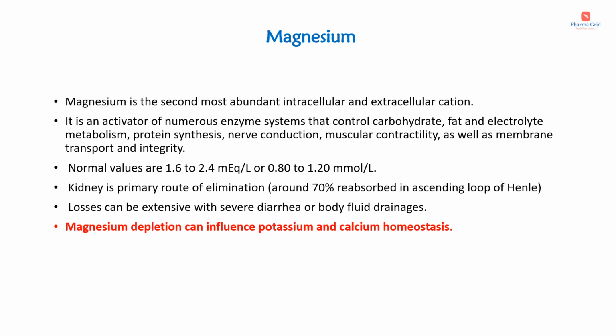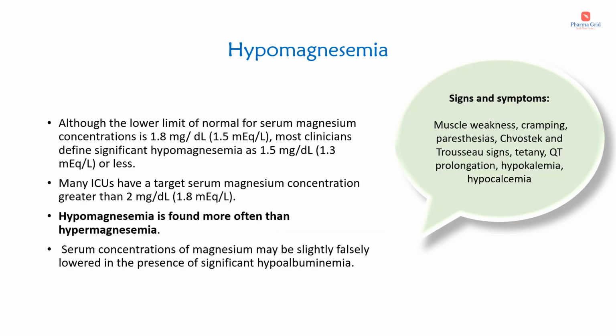Kidney is the primary route of elimination, around 70% reabsorbed in the ascending loop of Henle. Losses can be extensive with severe diarrhea or body fluid drainages. Magnesium depletion can influence potassium and calcium homeostasis. The disorders associated with the magnesium levels include hypomagnesemia and hypermagnesemia.